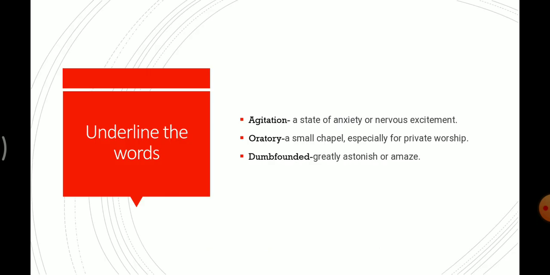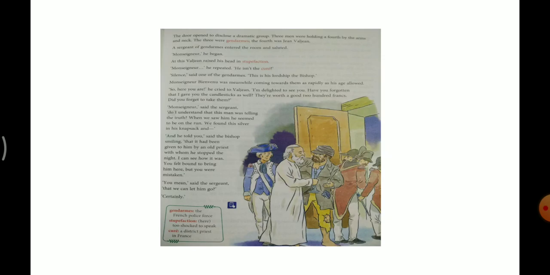As the brother and sister were in the act of rising from the table, a knock sounded on the door, and the bishop called, "Come in." The door opened to disclose a dramatic group. Three men were holding a fourth by the arms and leg. The three were the gendarmes, or the French police force. The fourth was Jean Valjean.